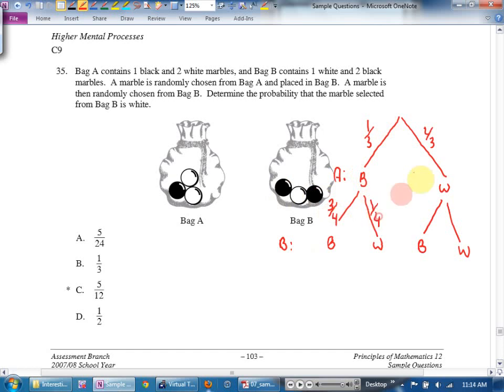What do they want you to find? 1 out of 3 times 1 out of 4, plus 2 out of 3 times 2 out of 4. Okay, so if they give you that mix and match bag question, no problem. Just have the first event be whatever you picked from the first bag, the second event be whatever you picked from the second bag. You don't include picking bag A or bag B because they told us the order. They told us that happened.